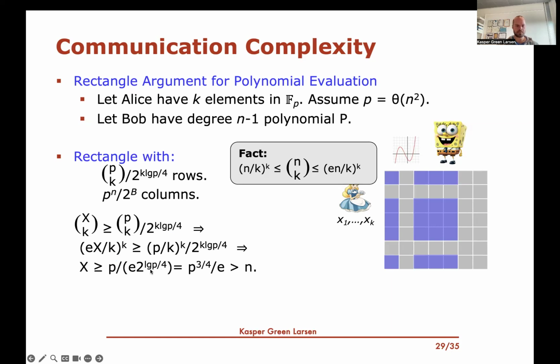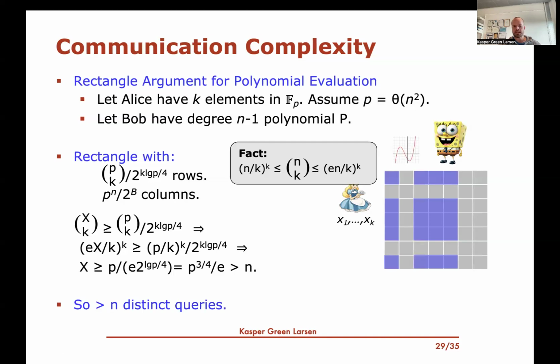This looks very nice, right? Because 2 to the log P over 4, that's P to the 1/4. So this whole thing solves to P to the 3/4 over e, which means we have this very nice property that we also had before, right? That the number of distinct queries that Alice can actually answer in here, the number of distinct points on the polynomial that she can determine, is at least n. It's more than n. Okay.